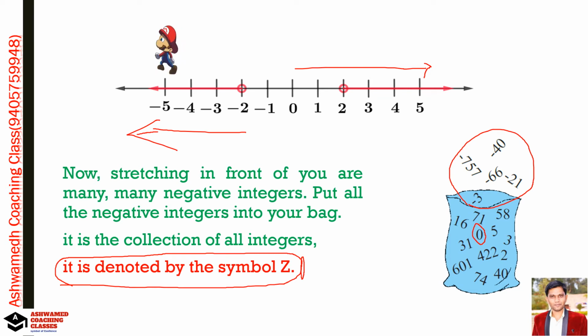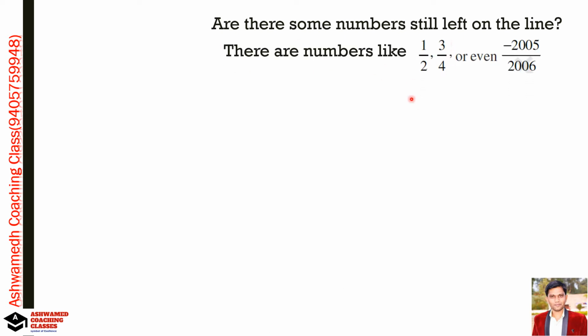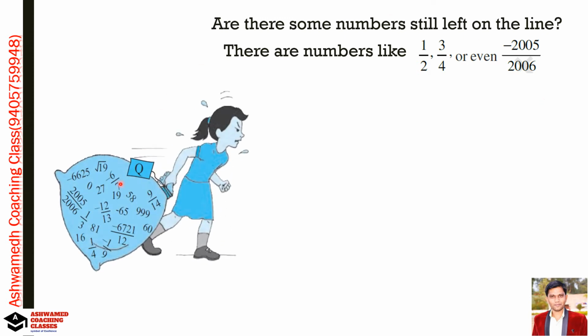Now we have seen the set of natural numbers, we have seen the set of whole numbers, and now this is another set. Are there some numbers still left on the line? Are you sure all the numbers we have taken in the bag? Of course not, there are some numbers left. There are numbers like 1 by 2, 3 by 4, and even negative numbers are there also. We can't take them in our bag yet. See, minus 6 by 7, 2005 upon 2006.